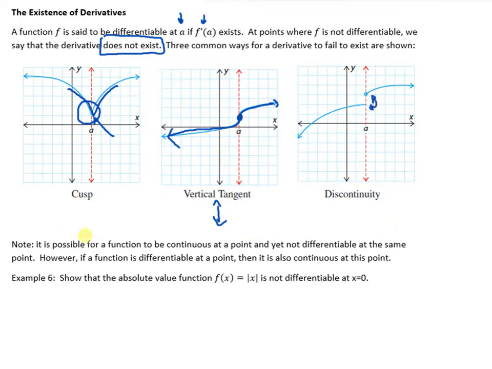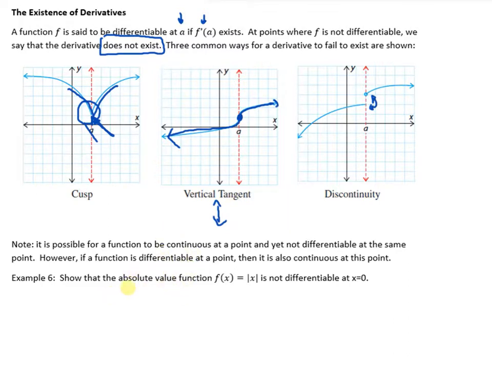We're going to see more examples, but if there's a discontinuity, so a jump, or a hole. But it's possible for a function to be continuous at a point and yet not differentiable, because with this cusp, we don't actually have to take our pencil off the paper in order to draw it, or this one right here with the vertical tangent, we don't have to take our pencil off the paper to draw it, but still at these points, they're not differentiable.